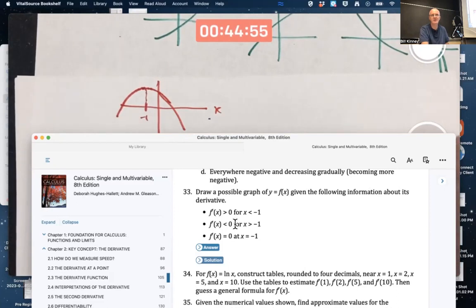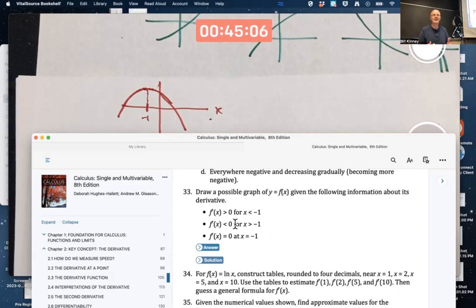Does it have to be a parabola? No. But that's a simple graph that satisfies those conditions. What you're really trying to understand here is the concepts of calculus as well as the notation and the verbal descriptions, as we saw in the other problem.